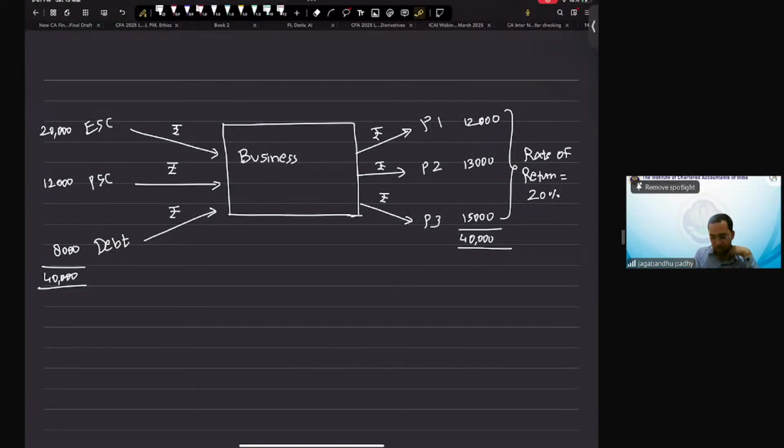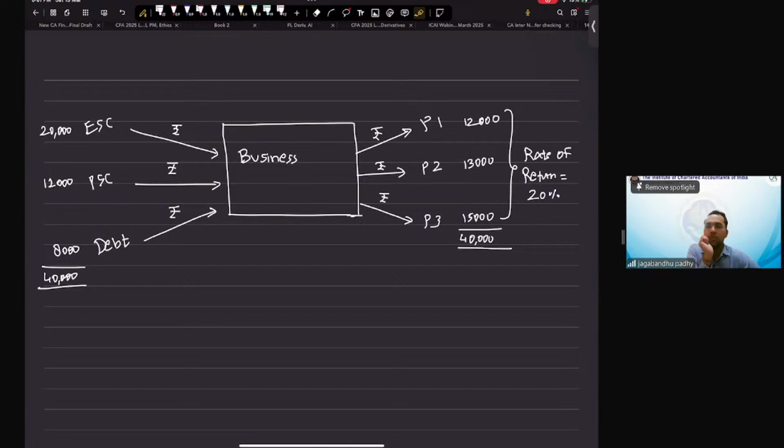Now tell me, since your rate of return is 20%, what should be the cost of these funds? Because anytime you're going to raise the 40,000 from the market, are you going to get it free of cost? It is definitely not going to come to you free of cost. It is definitely going to bear some cost.